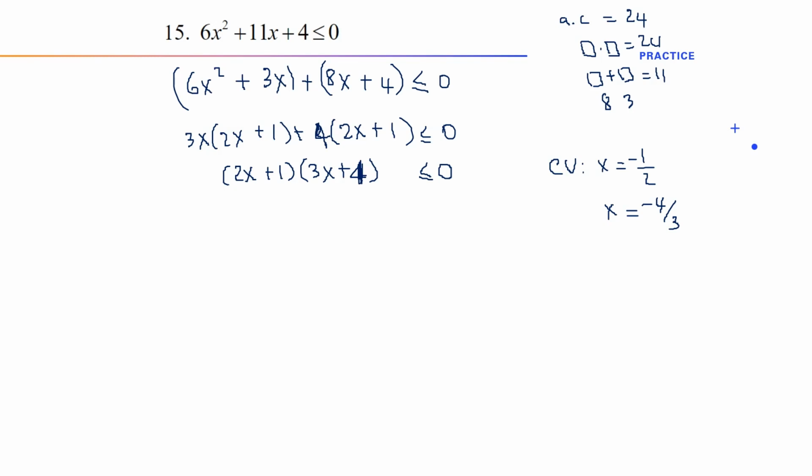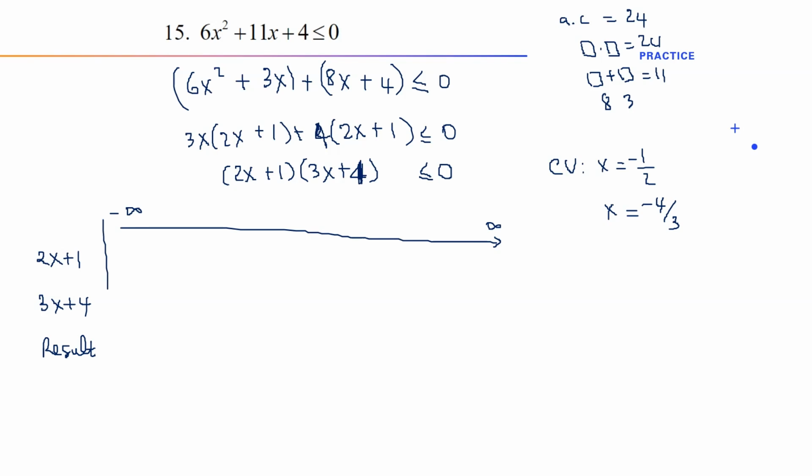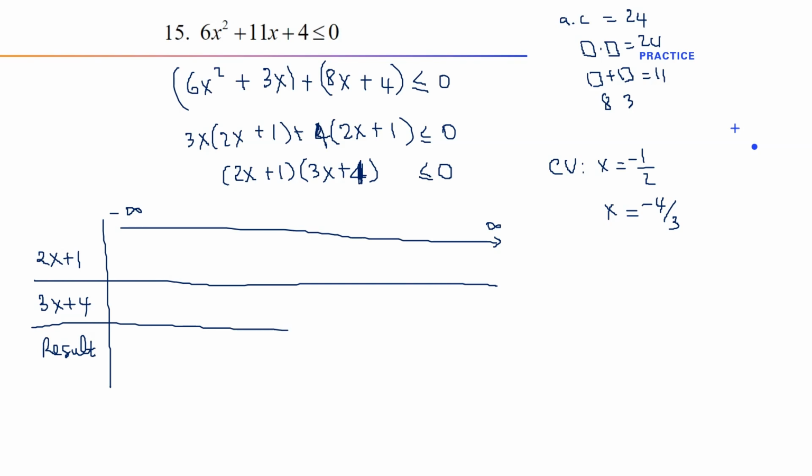Alright, we're drawing the number line. Positive infinity here, negative infinity here. The first factor, 2x plus 1. The second one, 3x plus 4. And then we have the result. Now, negative 1/2 and negative 4/3.